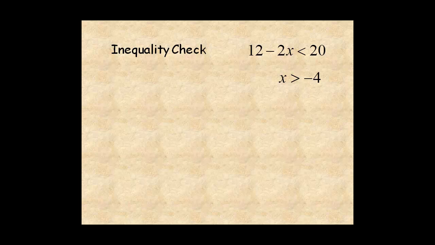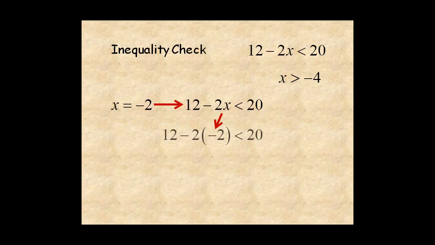For the inequality check, use a convenient value greater than -4, like -2. Substitute into the inequality, and you get 12 minus 2 times -2, which is 12 plus 4, which is 16. And since 16 is less than 20, the inequality checks.